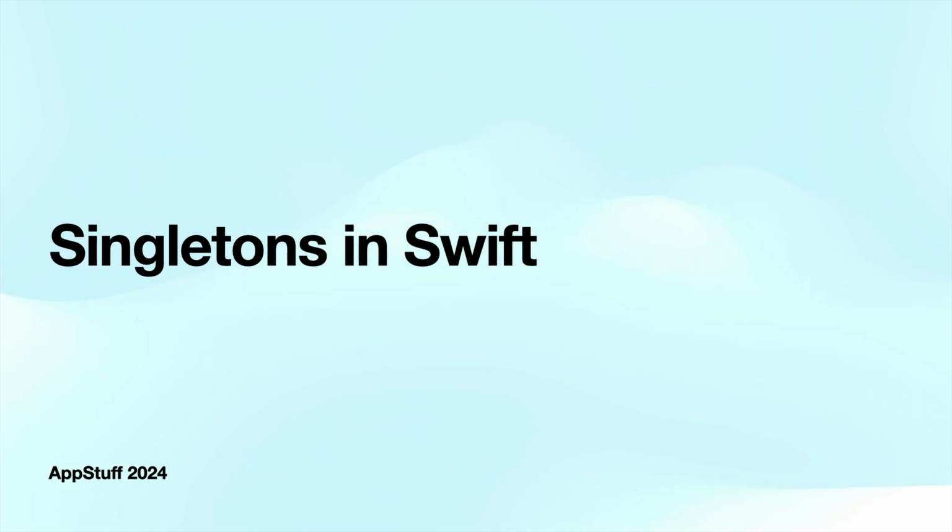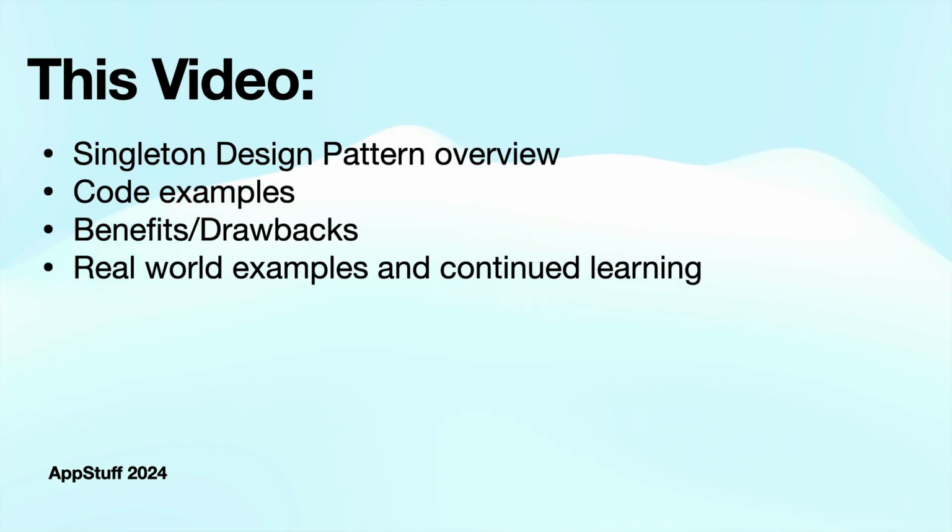I have been busy, but I'm super excited to bring you this video today, and we're going to be covering singletons in Swift. So let's go ahead and do a quick overview of what we're going to be covering in this video, guys. We're going to do a quick overview of singletons. We're going to then hop into Xcode and do some code examples. Then we're going to come back to this presentation and go over some benefits and drawbacks of singleton patterns, and also what best practices with singletons are. And then we're going to look at some real world examples and continue learning what to do after this.